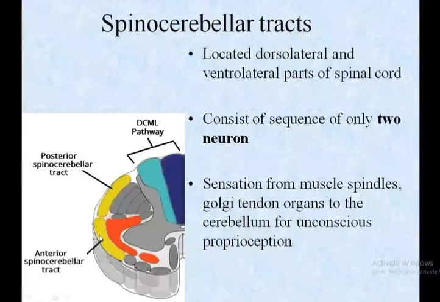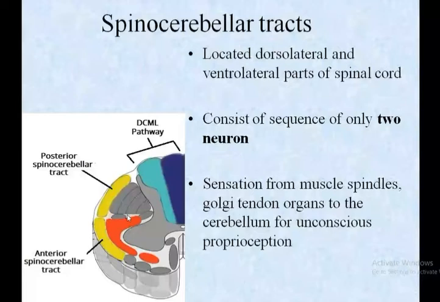Like in the previous ascending tracts we have studied, the dorsal column pathway and spinothalamic pathway, there were three neurons, isn't it? First order, second order, and third order neuron. But one exception to that: in the case of the spinocerebellar tract, it has only two sequential neurons, first and second order neuron, because the nerve in this case is not going to relay in the thalamus. It directly enters the cerebellum. The spinocerebellar tract carries sensation from muscle spindles and Golgi tendon organs to the cerebellum for unconscious proprioception. Like previously mentioned, unconscious sensation is mediated to the cerebellum, while conscious sensation is mediated to the cerebral cortex.